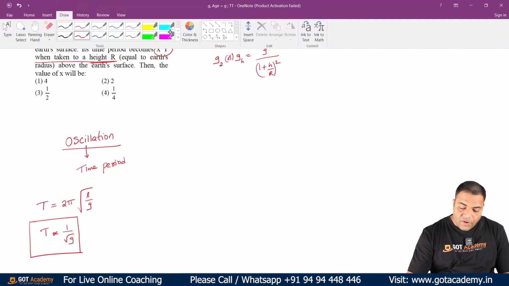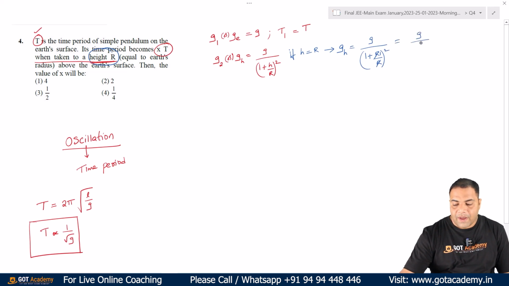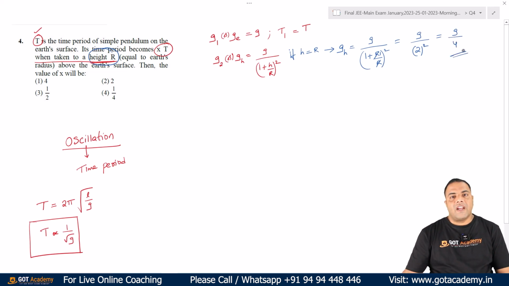So now if you look carefully, the height h is equal to R. If h equal to R, what could I write here? g suffix h is equal to g by (1 plus R by R) whole square. So these two will be cancelled. It is g by 2 whole square. So that is g by 4. Like this you will get g by 4 at that height.